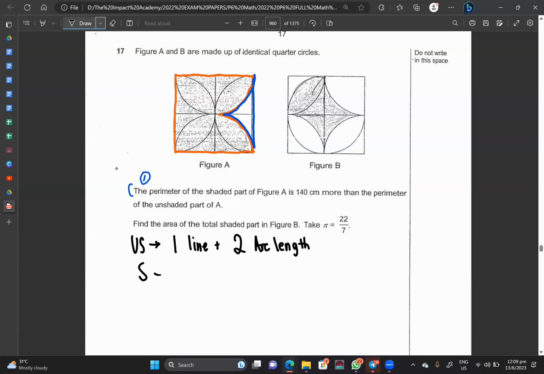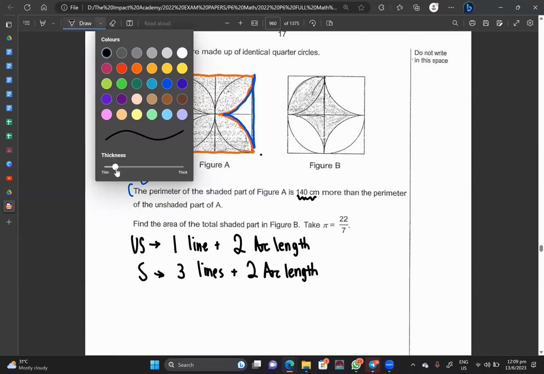Whereas the shaded one, highlighted in orange, is made up of one line, two lines, three lines. Can you see that? One over here, two over here, three over here. So we say three lines plus two arc length as well. Make sense? Because of this, I know why it's 140 cm more. That 140 cm more is really because of the two lines, the difference in the number of lines. It is not the arc.